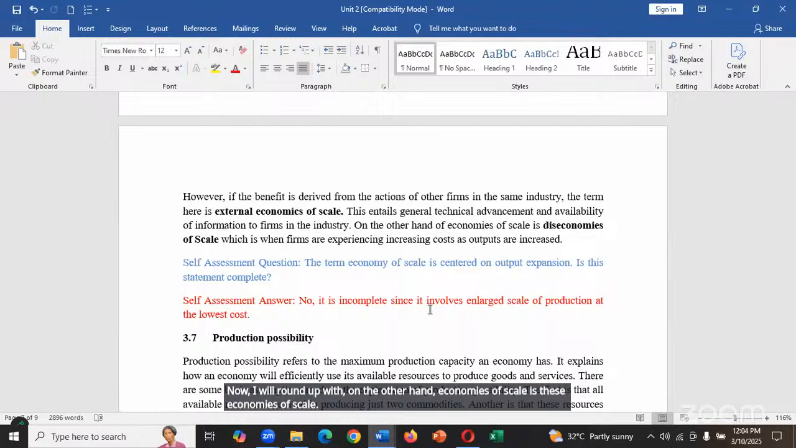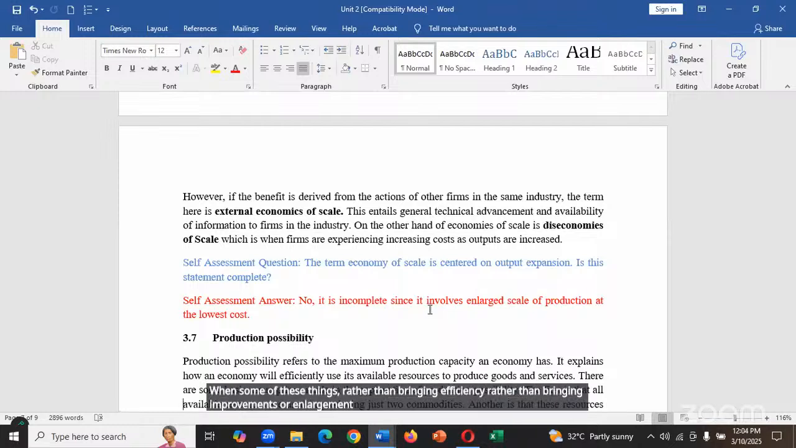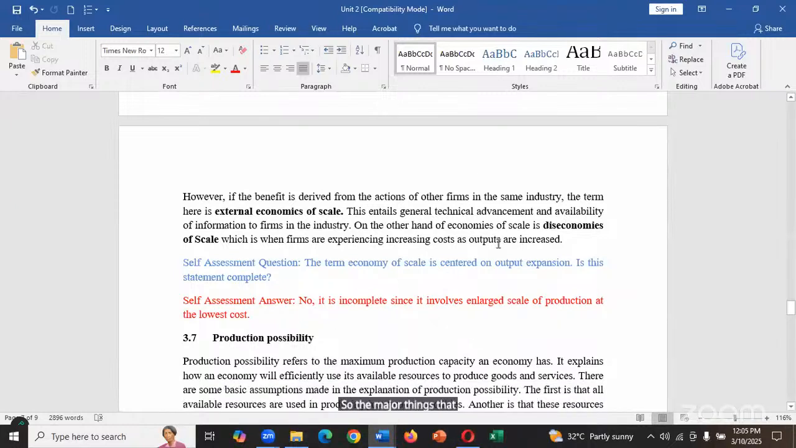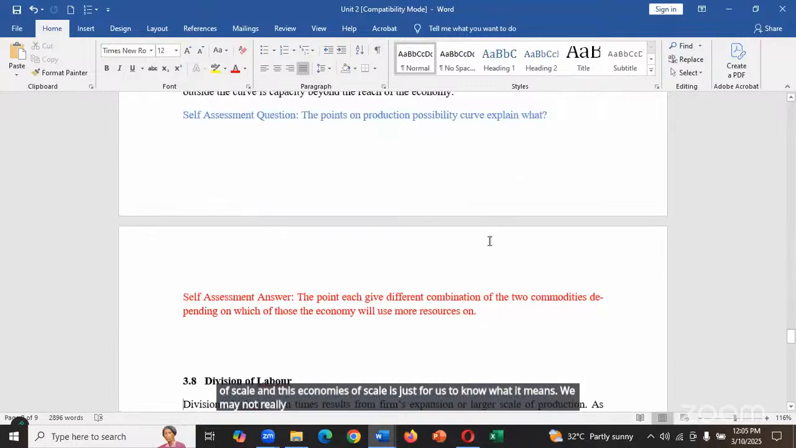When some of these things, rather than bringing efficiency, improvement or enlargement, bring inefficiency and make cost rise rather than fall. It increases cost, it increases discomfort and all that. So we have these economies of scale. The major things I want us to notice, these two concepts, economies of scale and diseconomies of scale, is just for us to know what it means. We may not really bother so much about it.